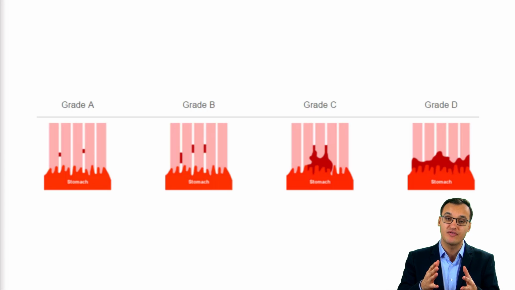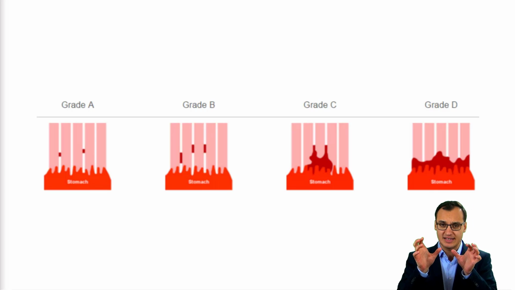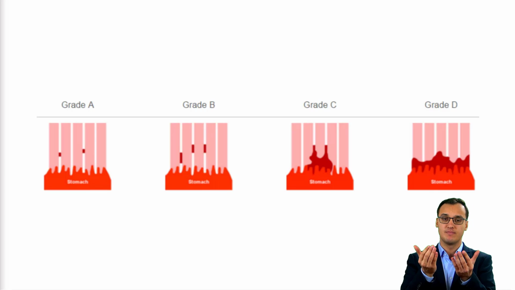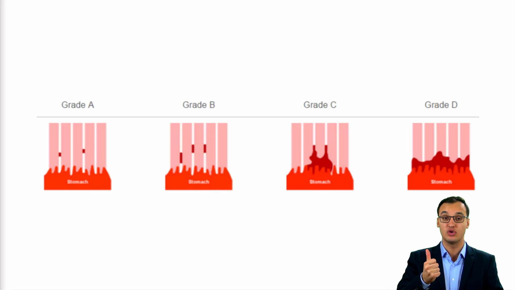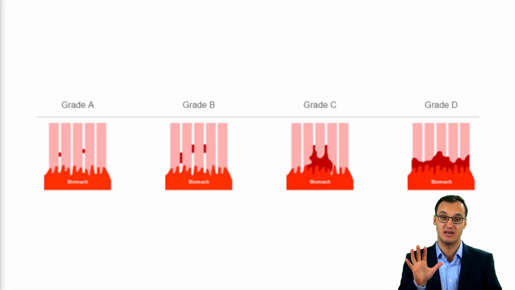So when we look into the esophagus with the endoscope, we will see mucosal folds. And these are foldings of the esophageal wall. And if we see erosions that are only affecting one mucosal fold, then we call this grade A or grade B. The only difference between A and B is that A is having less than 5 mm erosions, whereas B is having more than 5 mm erosions.